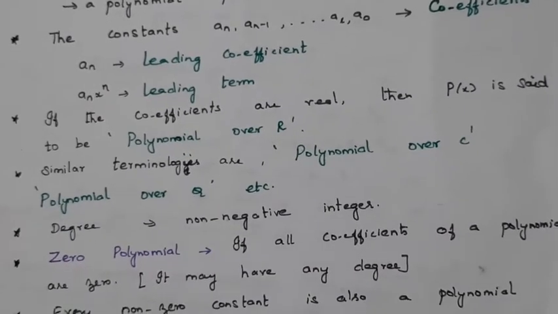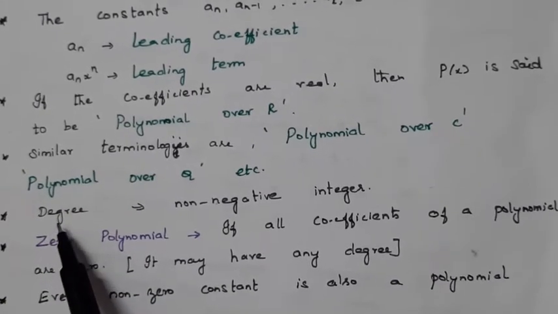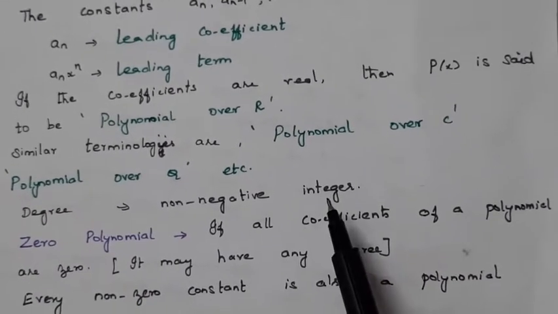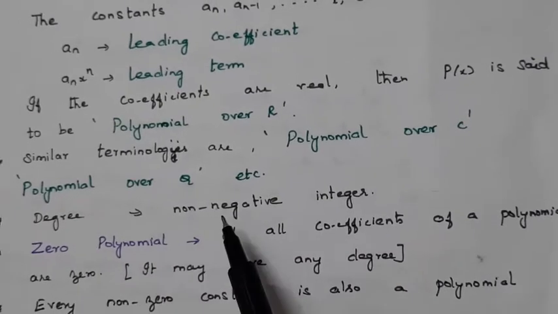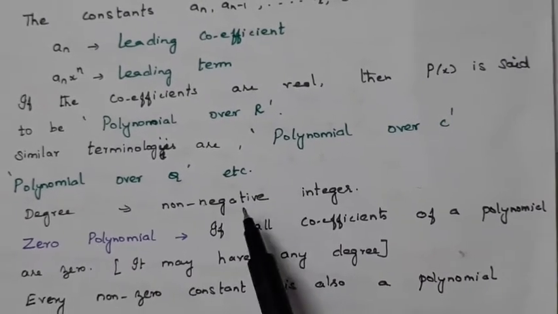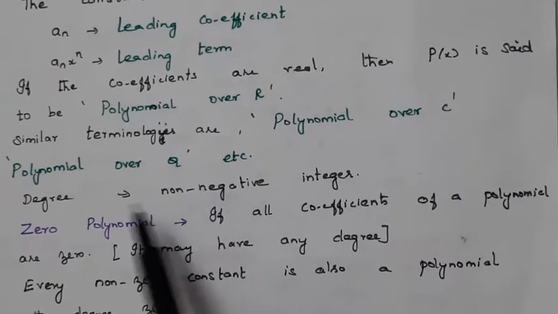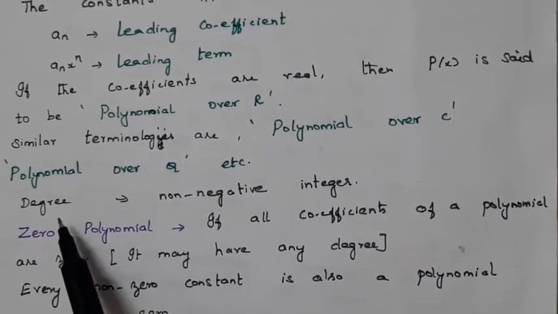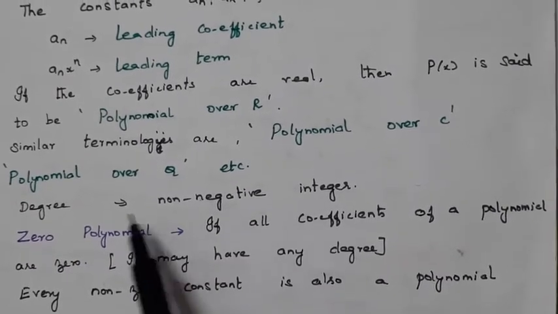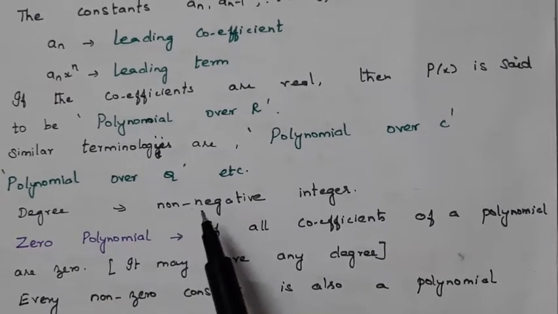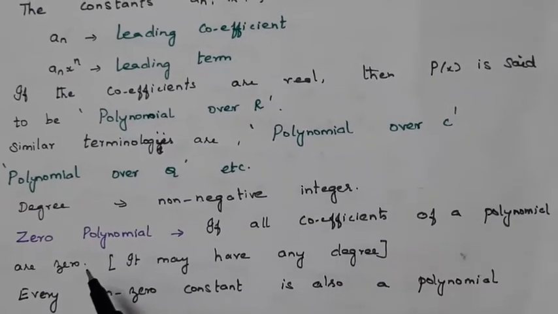Then what is the degree? The degree of the polynomial must be a non-negative integer. So, the degree of the polynomial is not a negative one; it may be 0, but otherwise it is a positive quantity. Therefore, the degree of the polynomial should be a non-negative integer.